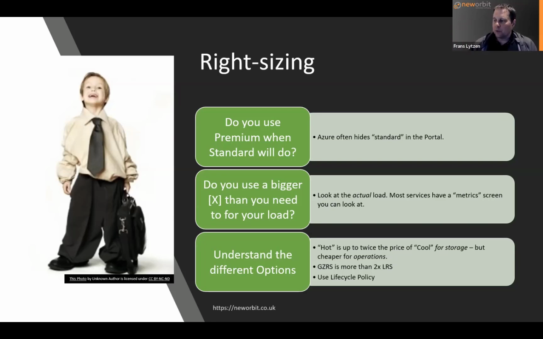And then the final point is actually understanding the different options that you have for a thing. Again, very often people just go through the wizard and take all the default options, and by and large, the wizard gives you the most expensive for everything.